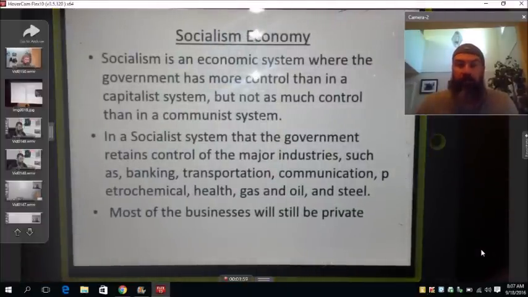This is the socialist economy. Socialism is an economic system where the government has more control than in the capitalist system, but not as much control as in the communist system. In a socialist system, they retain control of major industries such as banks, transportation, communication, petrochemical, health, gas, oil, and steel, but most of the businesses will still be private. This is why we call it the mixed economy, because it's got a little bit of the communist flavor and a little bit of the capitalist or free enterprise flavor.